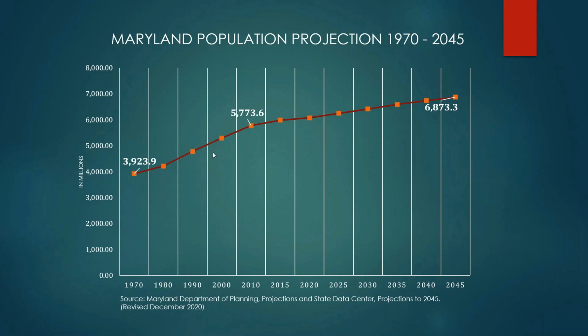The census and PEP actually provide the base for our population projections. So that 2010 number actually comes from the 2010 decennial census.